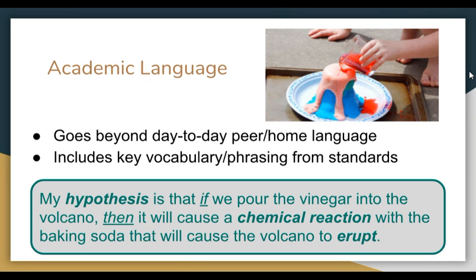However, an EVR student might say, my hypothesis is that if we pour the vinegar into the volcano, it will cause a chemical reaction with the baking soda that will cause the volcano to erupt. Notice the academic vocabulary used. Words like hypothesis, chemical reaction, and erupt. Also, note the more academic construction of the if-then statement that shows the student understands the cause and effect relationship of the experiment.